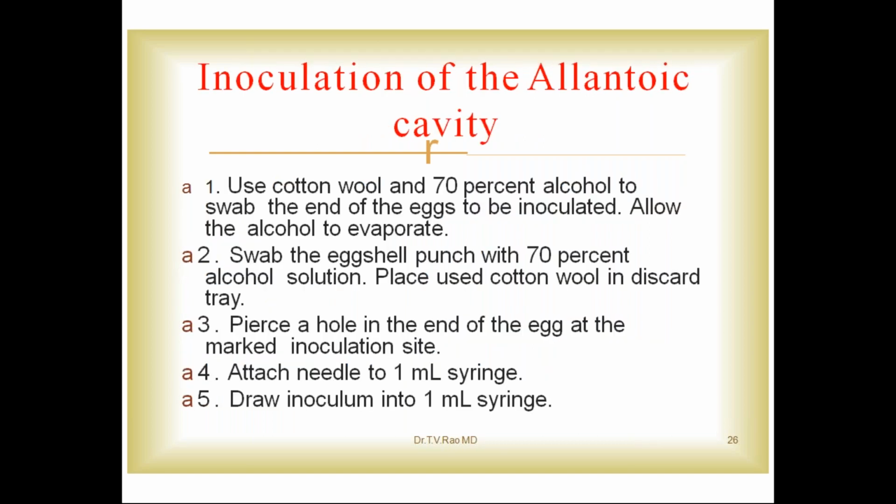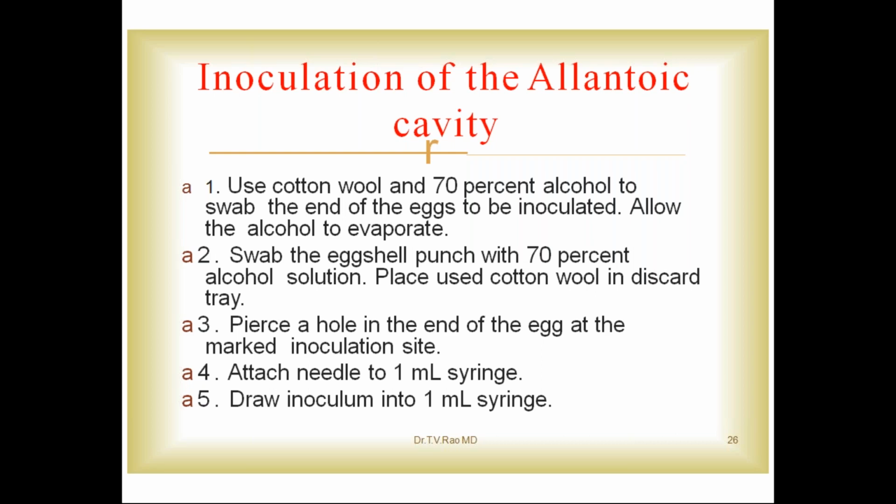Now, inoculation of the allantoic cavity. Use cotton wool and 70% alcohol to swab the end of the egg to be inoculated. Allow the alcohol to evaporate. Swab the eggshell punch with the 70% alcohol solution. Place used cotton wool in the discard tray. Pierce a hole in the end of the egg at the marked inoculum site.